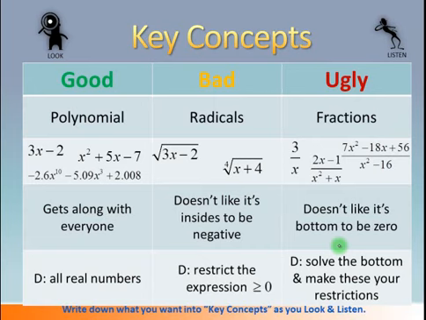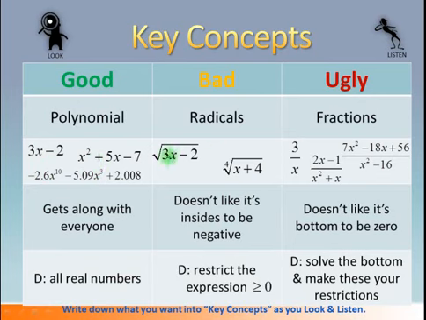So three things that you're going to look at, three types of functions. One is a polynomial. So a polynomial function, these are examples of polynomial functions. 3x minus 2. Here's a quadratic. Here's something with messy coefficients, but the exponents are all positive integers. These are all polynomials. The second category is radicals.